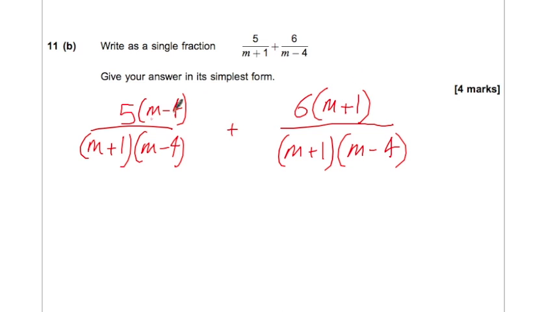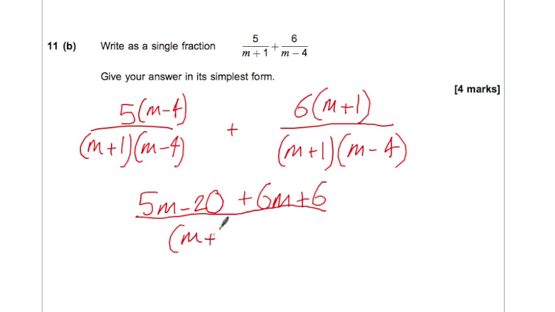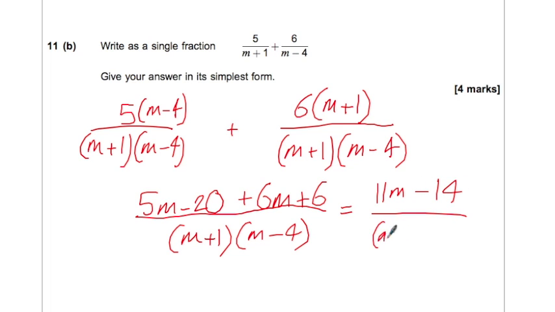So now we just need to multiply out and simplify the numerators. So we've got 5m minus 20 plus 6m plus 6 all over m plus 1, m minus 4. And that's going to equal 11m minus 14 over m plus 1, m minus 4. And just double check you can't cancel that down. Sometimes you could factorise this and then cancel out one of these, but in this case we can't.